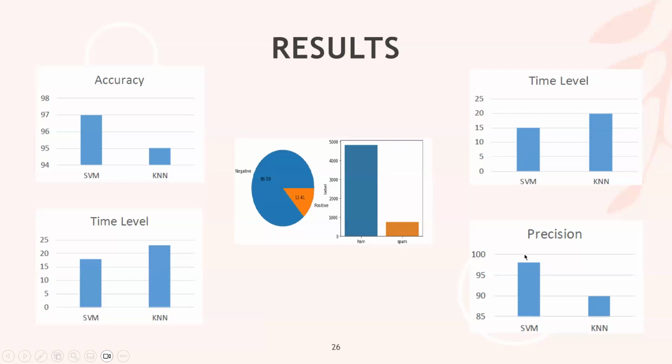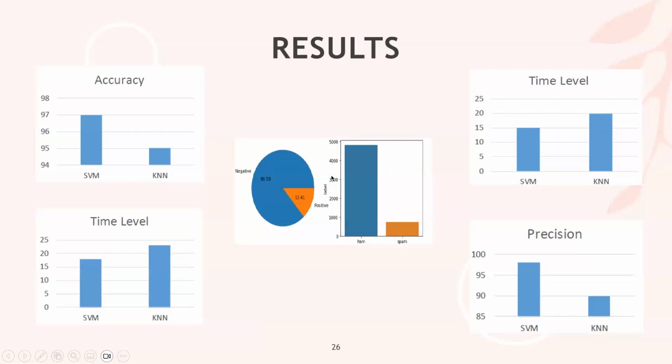Coming back to precision, in this bar chart, the SVM model has a precision value close to 100%, indicating it performs very well in identifying true positive cases. On the other hand, the KNN model has a lower precision value closer to 90%, suggesting it is less effective than SVM at making accurate positive predictions. Overall, the bar chart demonstrates that SVM outperforms KNN in terms of precision.